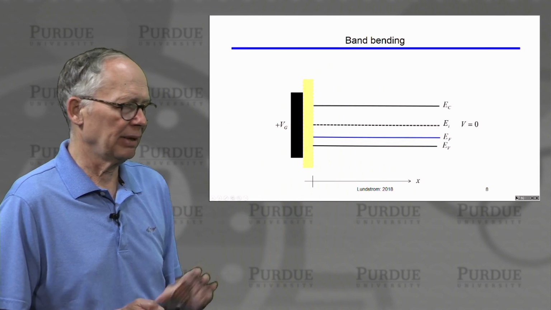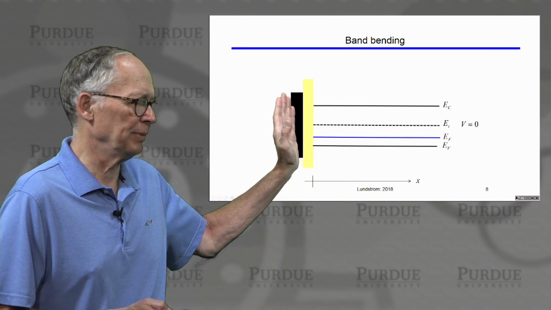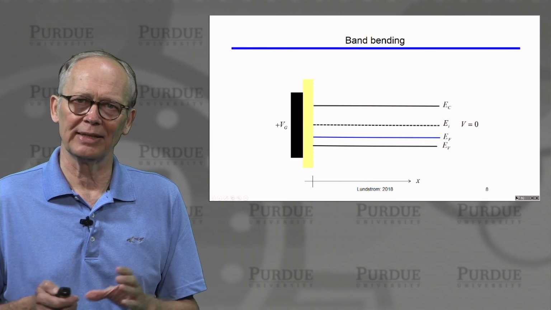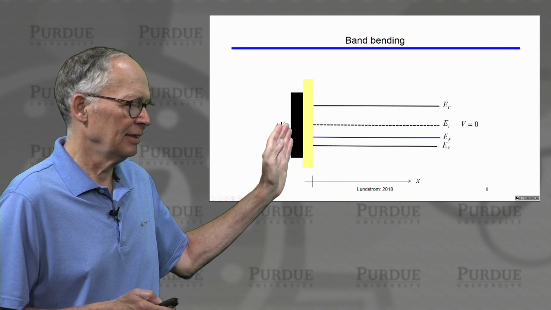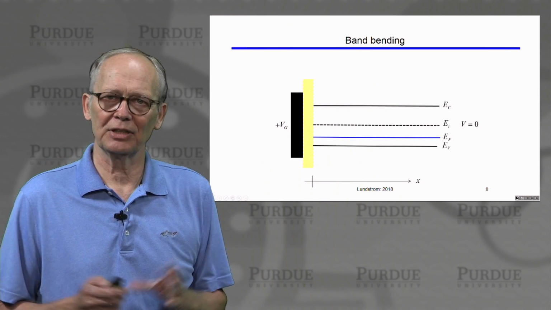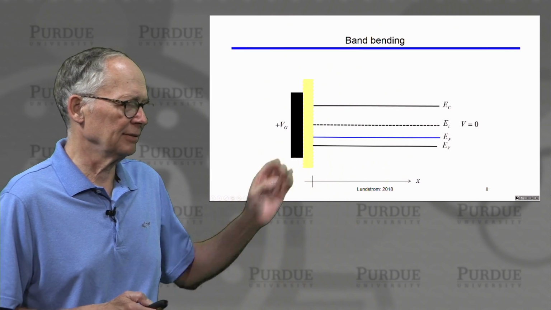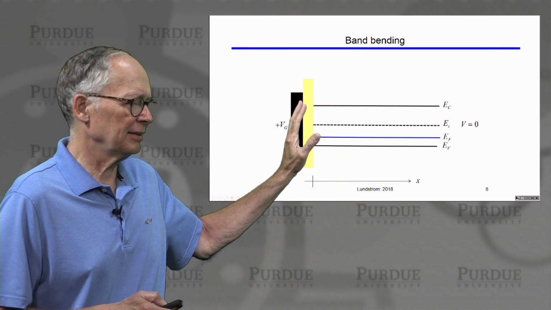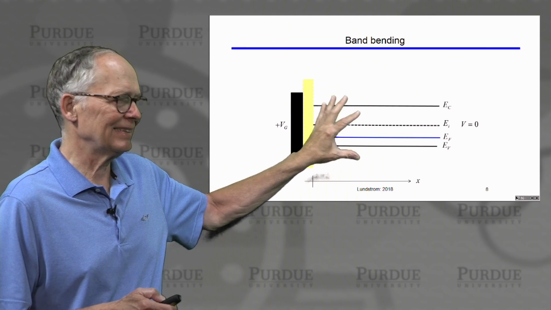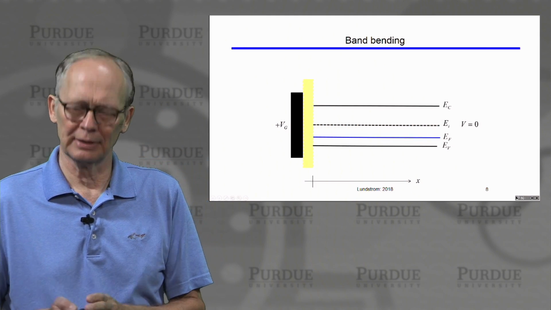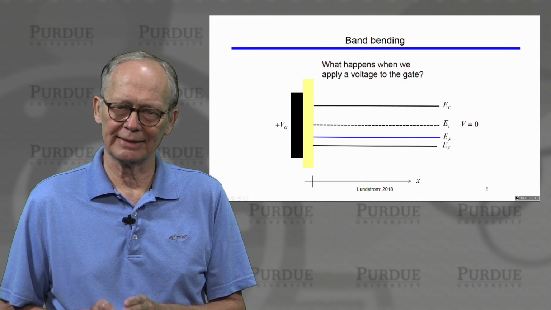And if I were to apply a positive voltage to this metal plate, which I'll call the gate, this is actually the heart of a MOSFET, a metal oxide semiconductor field effect transistor. But you can see that if I apply a positive voltage to the gate, there will be a positive potential that will influence this side of the semiconductor, but eventually the potential will go back to zero deep in the semiconductor on the right side.